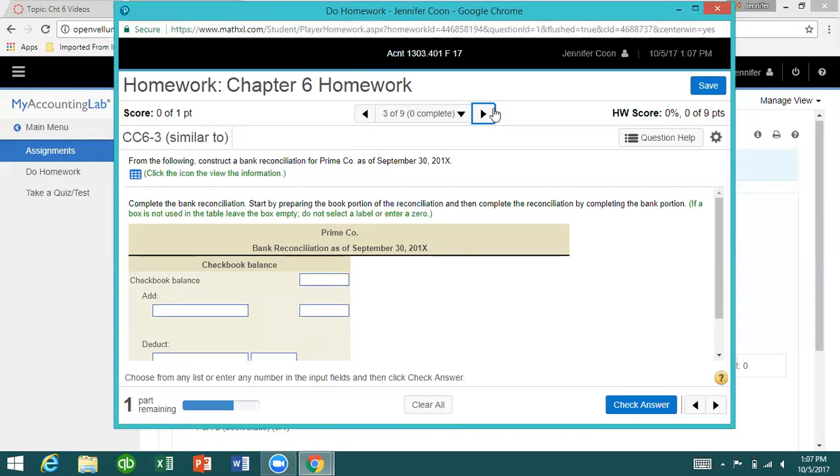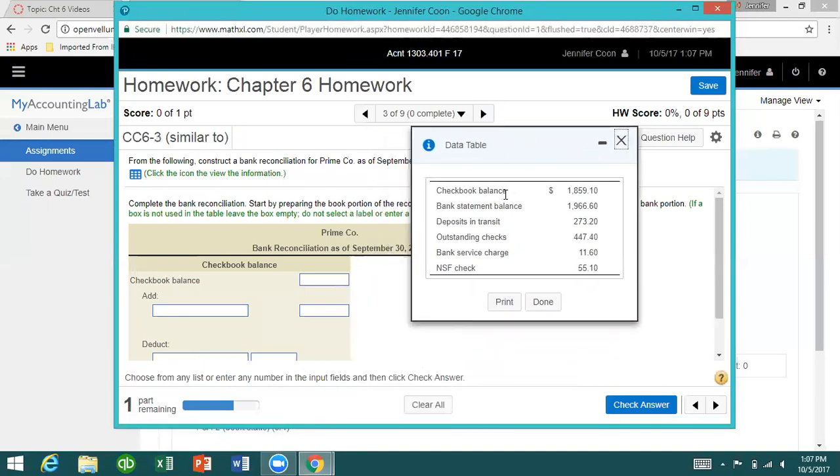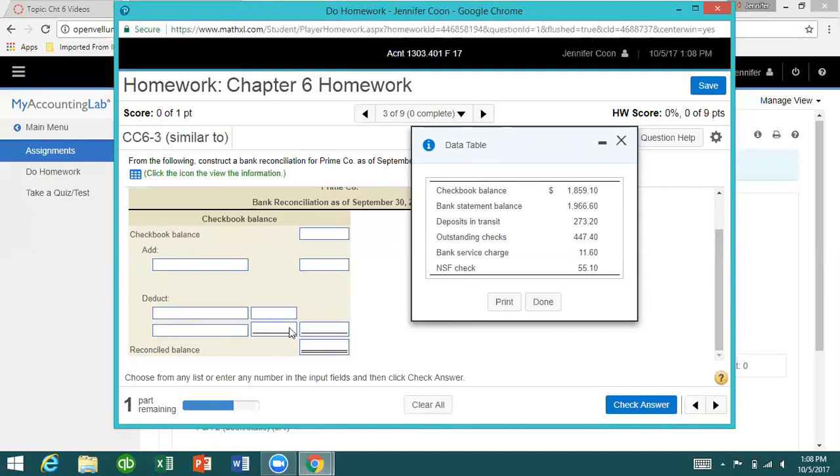The third one, you're doing a bank reconciliation. Now this one is similar too, so it's not going to be the exact problem that's in your book. But here's the information. So there's your checkbook balance, and we're starting on the checkbook side or the book side. There's your bank statement balance. There's deposits in transit, outstanding checks, bank service charge, and an NSF check. So that's all the information we have, and you've got to go in and fill in your bank statement. So the first part, they want you to do the book side, and then the second part, they want you to do the bank side.